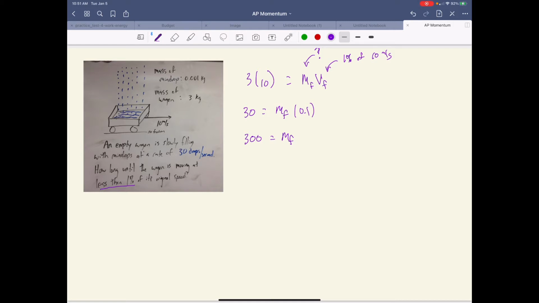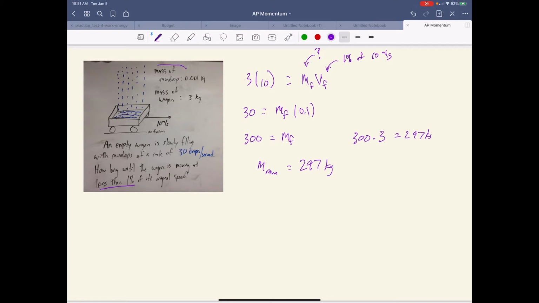So we need a final mass of 300 kilograms, which means that the mass of the rain has to be 300 minus the mass of the wagon, so 297. So we have to have 297 kilograms worth of rain.